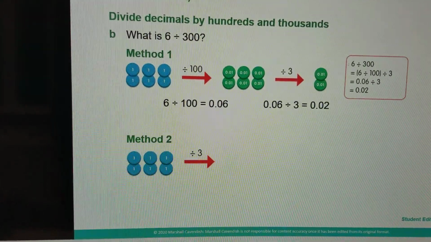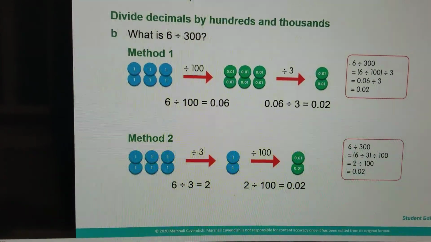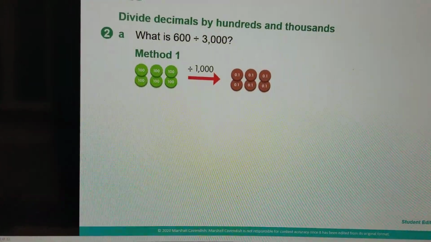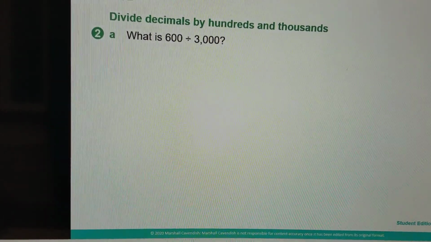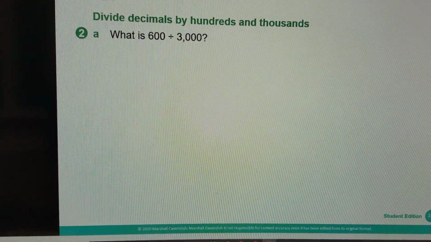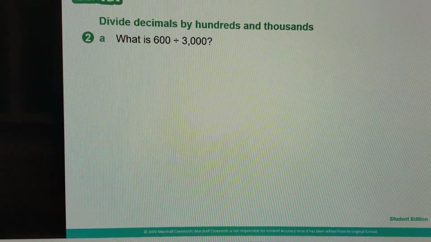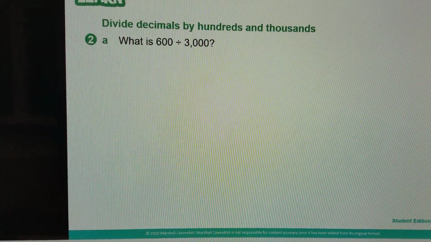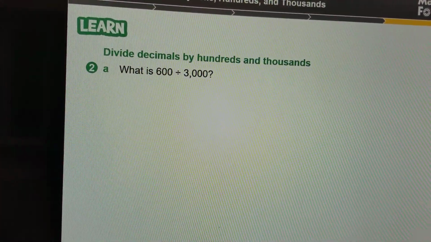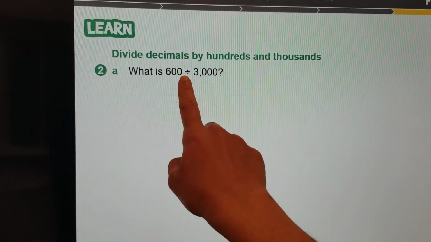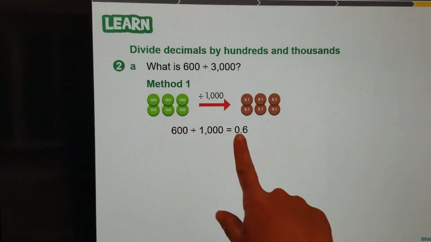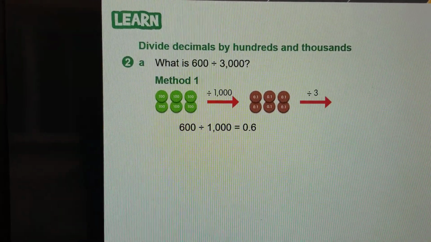Okay, we're going to go to a harder problem. Of course, you can stop this and look at it if you need to. I just want to get to something a little harder. We'll do this one. So 600 divided by 3,000 is 600 divided by 1,000 divided by 3. 600 divided by 1,000, I'm moving over 3 decimal places. So if I have 600.0, 3 decimal places, if the decimal's there, I'm going to go 1, 2, 3. It's 0.6. 0.6 divided by 3, 0.2.